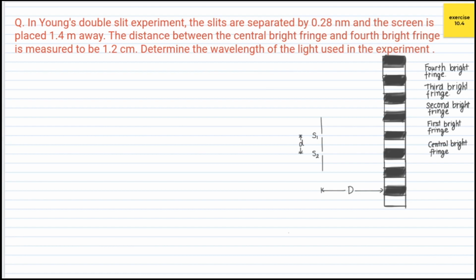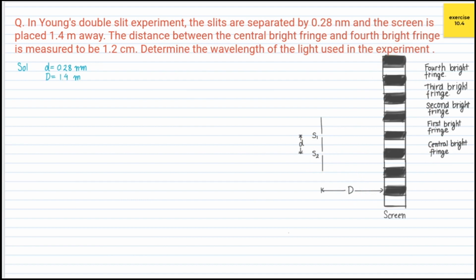That means the difference between the two slits, d, is how much? 0.28 nanometer. Fine. The next thing they have said is that the screen is placed 1.4 meter away. That means the distance between the slit and the screen, this capital D, is how much? 1.4 meter.